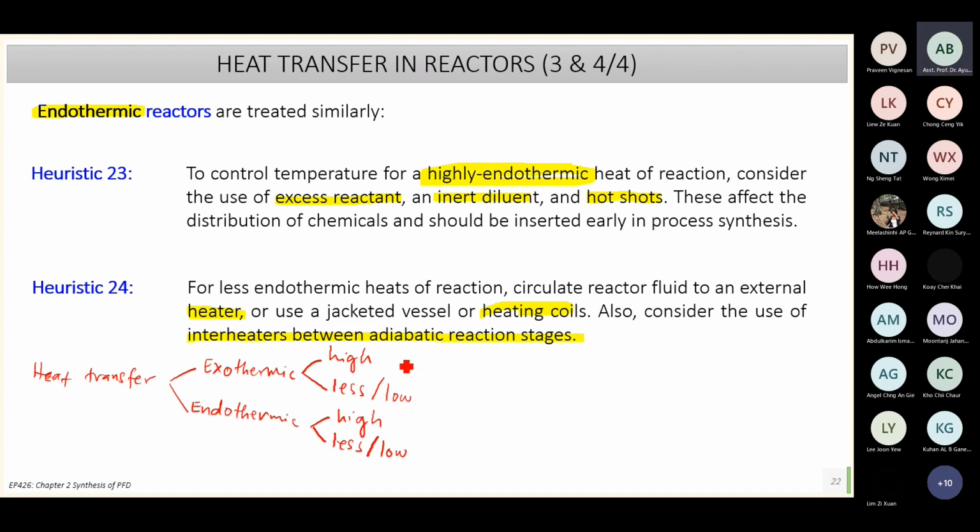Okay, what you should do for highly exothermic? You can put excess reactant, inert diluent, and cold shots, cold stream.